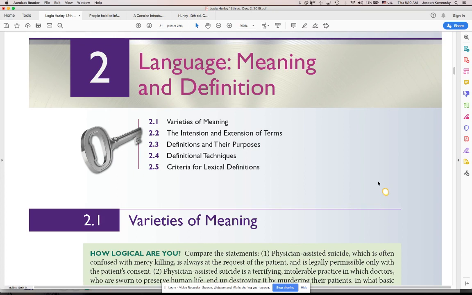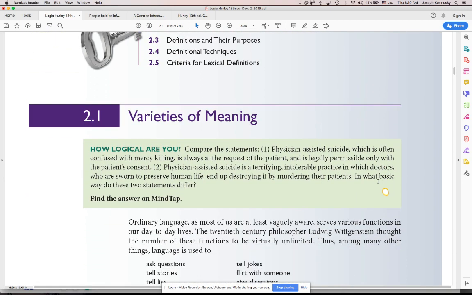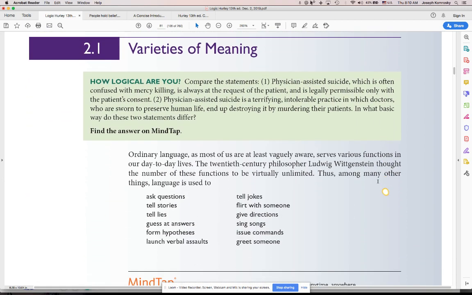Chapter 2, Language, Meaning, and Definition. Let me start you in the beginning. Ordinary language, as most of us are at least vaguely aware, serves various functions in our day-to-day lives. The 20th century philosopher Ludwig Wittgenstein thought the number of these functions to be virtually unlimited.